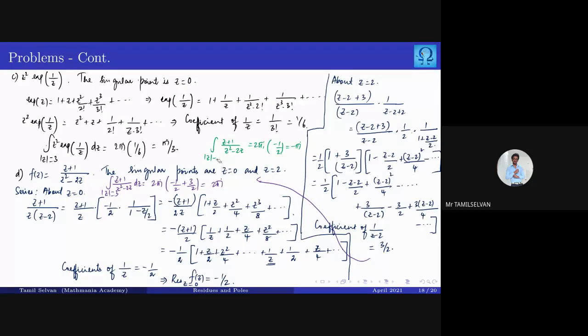Suppose this is the given contour or something like this, then what happens? We do not consider this quantity, we just consider only 2. That may be the case sometimes.